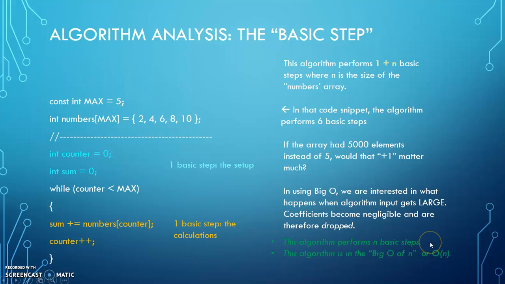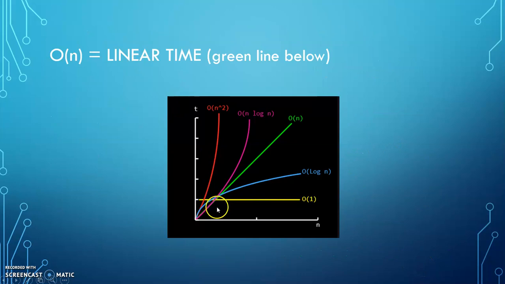So expressed in Big O notation, we would say this algorithm is in the big O of n, or we would express it like this, O with an n in parentheses. So that's your first algorithm expressed in Big O notation. We would also say this algorithm executes in what we would call linear time. And on my next slide, I have a picture. The green line here is linear time, that's O of n.